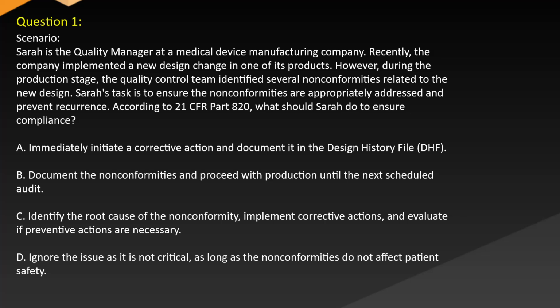A. Immediately initiate a corrective action and document it in the design history file, DHF. B. Document the nonconformities and proceed with production until the next scheduled audit. C. Identify the root cause of the nonconformity, implement corrective actions, and evaluate if preventive actions are necessary. D. Ignore the issue as it is not critical as long as the nonconformities do not affect patient safety.